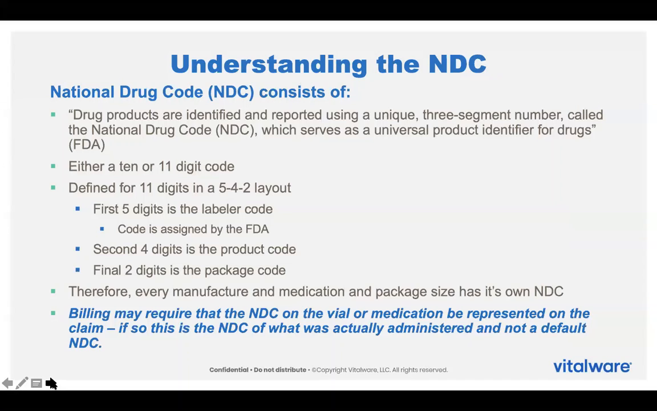So this is very important because in a lot of charge masters, I'll go in and I'll see the NDC was something from when they purchased three purchases ago. It is not the one on the vial, and billing may require the NDC on the vial be represented on the claim. So that's a big issue, especially for Medicaid. It's the NDC that's actually administered and not the default NDC in your charge master. So that's a concern, and with barcoding and scanning, it's getting a bit easier.